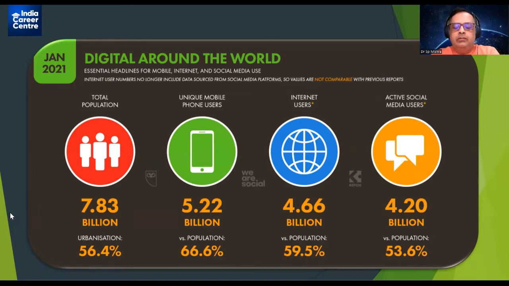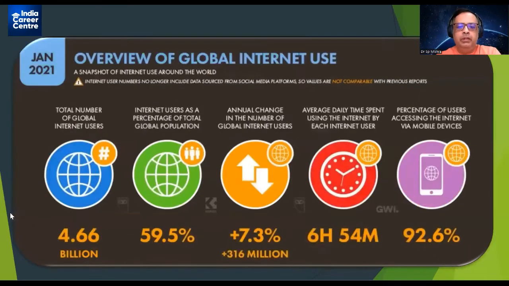Internet users is about 4.66 billion people, which is approximately 60% of the total population. And active social media users are 4.2 billion people, which is approximately 54% of the total world population. And going further down into the overview of global internet use, user base of internet is 4.66 billion people, which is approximately 60% of the world population. The increase is about 7.3%, which is per annum.